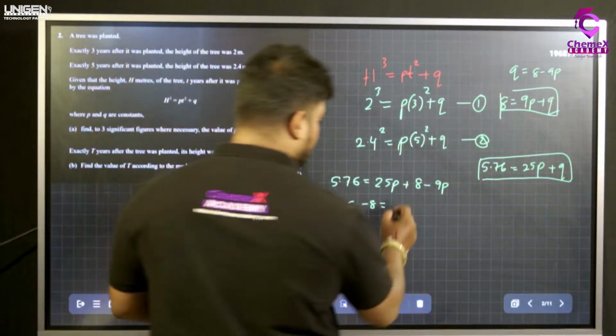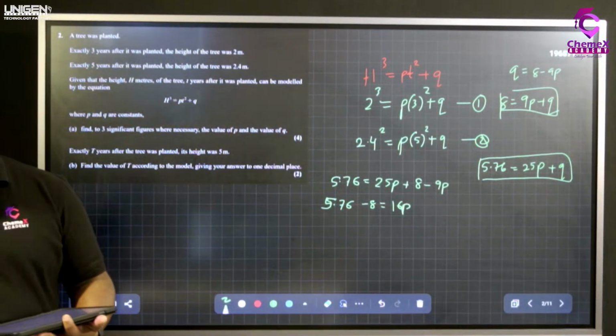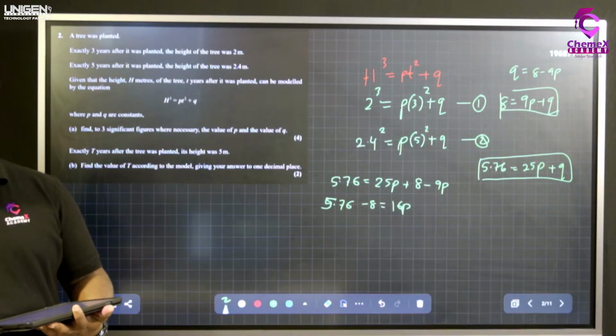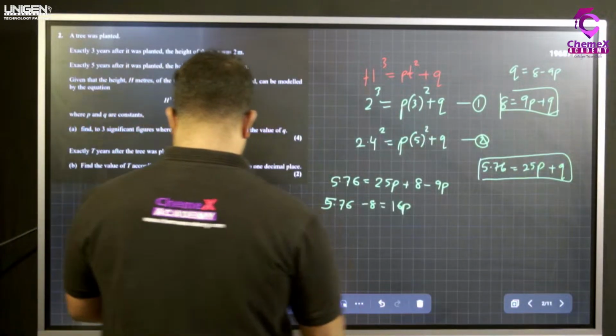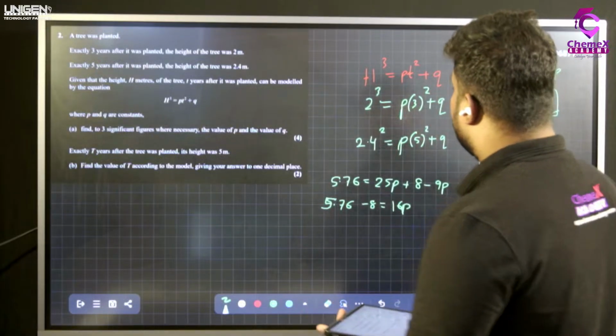16p. So 5.76 minus 8 divided by 16 minus 0.14. Is it correct? No. There is some mistake. What is the mistake? Can you think and say?